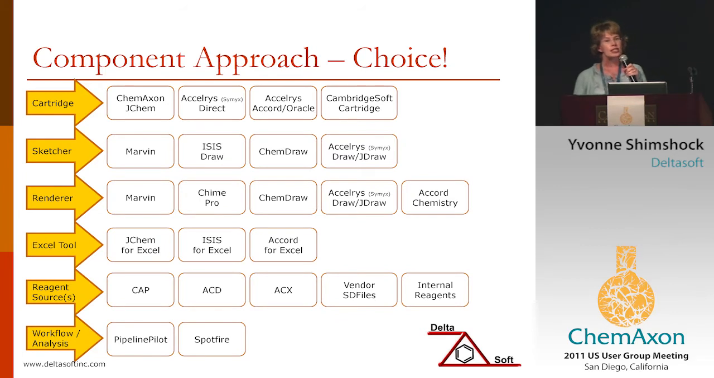One of the take-home messages about ChemCart is that you can mix and match the chemistry components and tools that you're using when you're working with ChemCart. So for example, if you have the ChemAxon suite of products, your JChem cartridge, Marvin for sketching and rendering, or your JChem for Excel tools, all of these would integrate with ChemCart. If you have others that are your favorite components of choice, you could go ahead and use those with ChemCart as well.